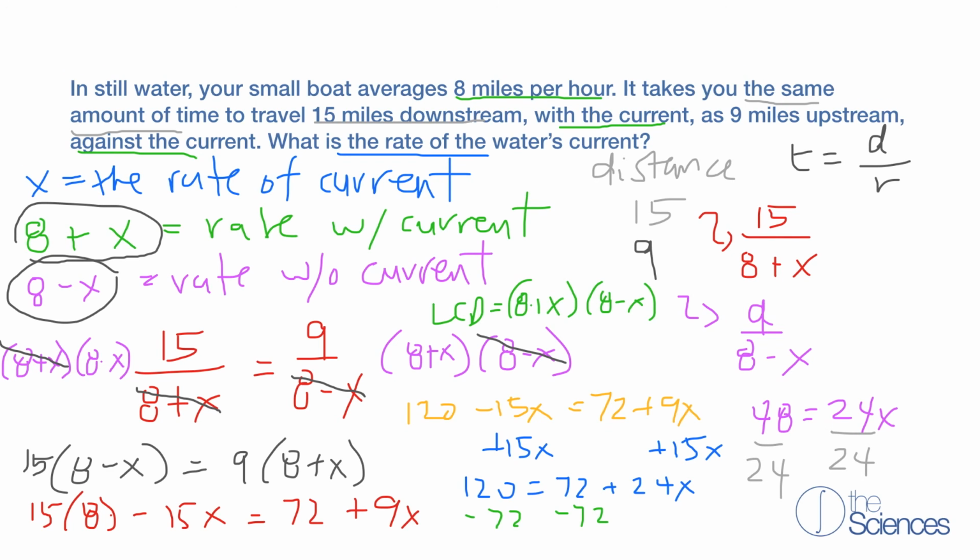And we have 48 divided by 24 is 2. So the rate of the water's current is 2 miles per hour.